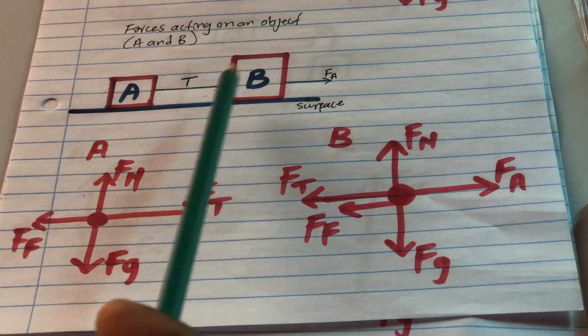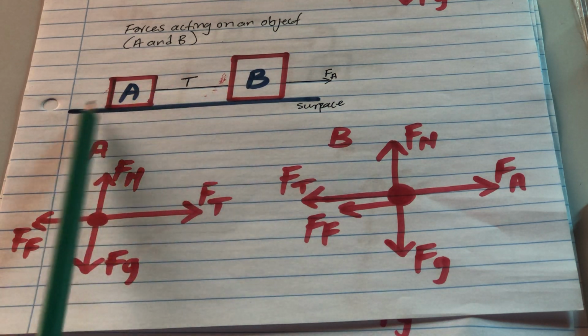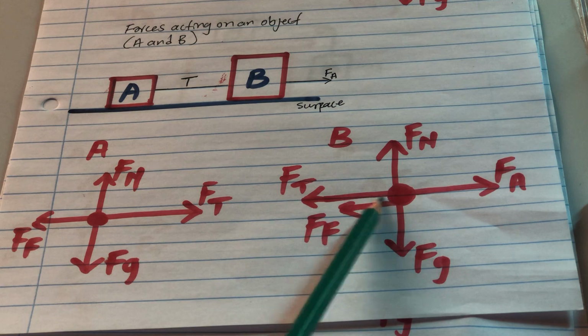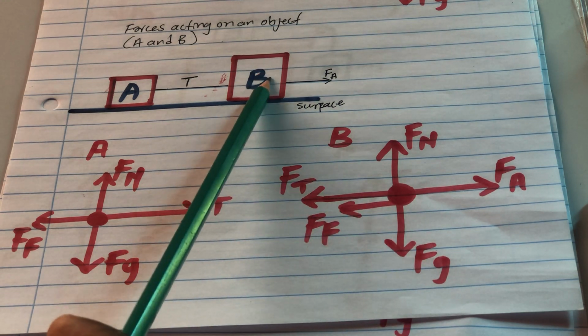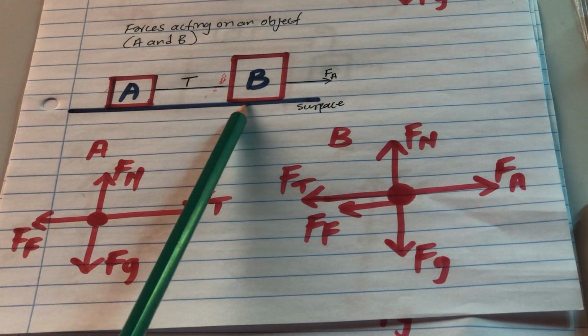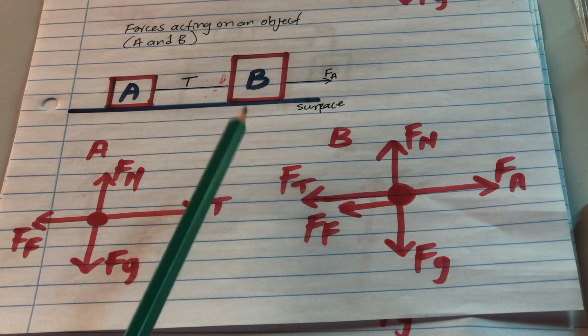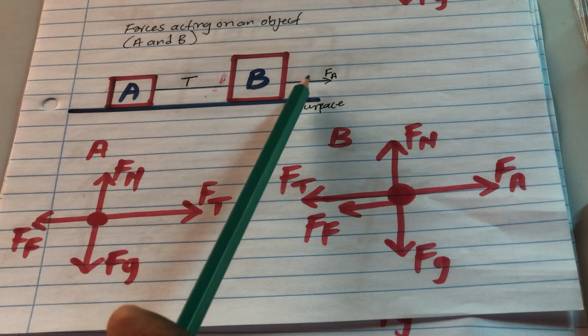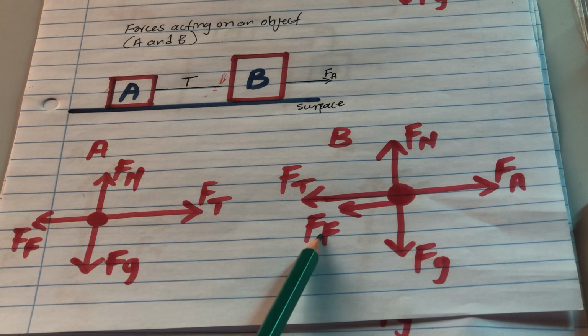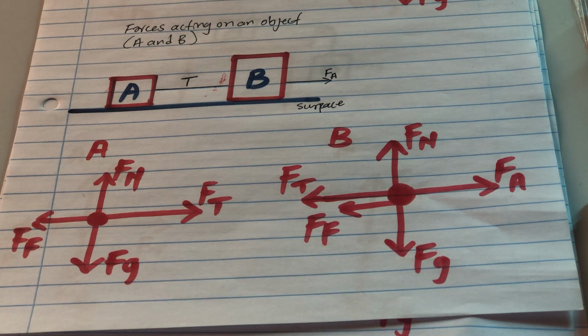The Ft on B will point to the left. That's why we have Ft pointing to the left here. Again, between B and the surface, we have frictional force. Frictional force will point in the opposite direction of Fa. Here we have frictional force.